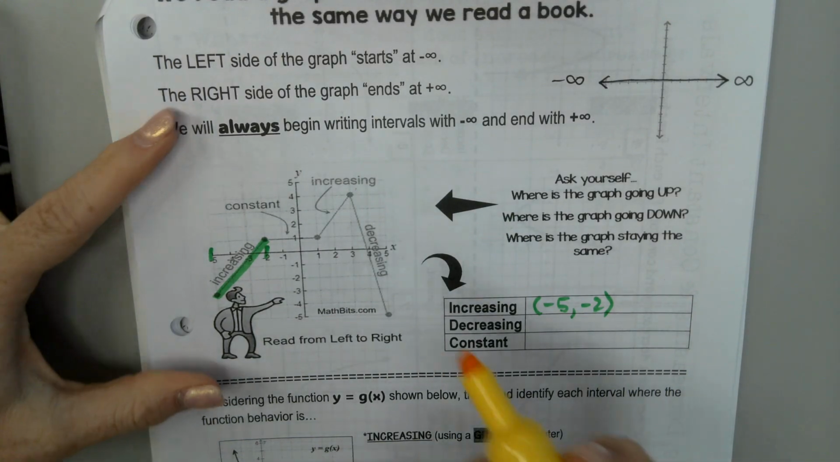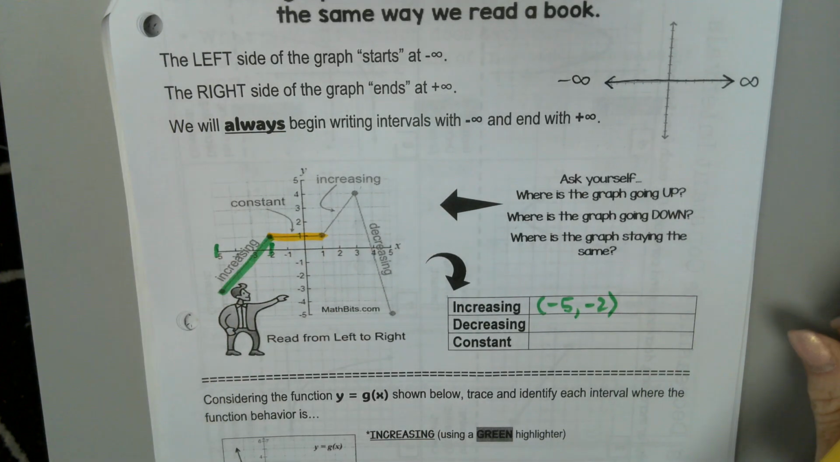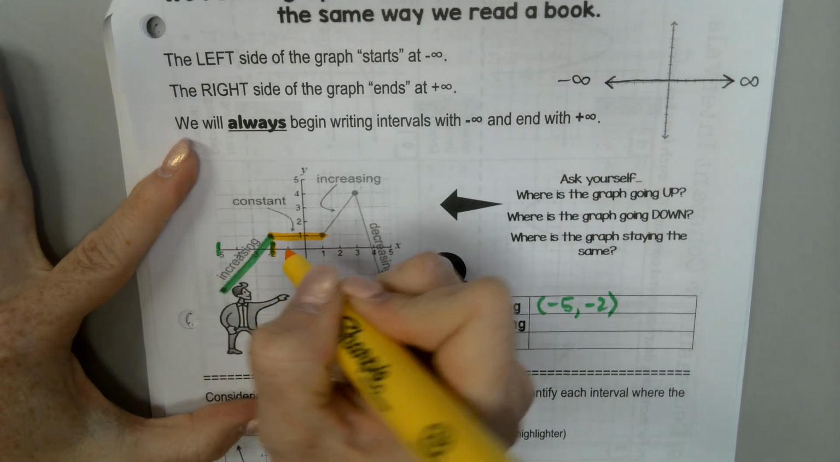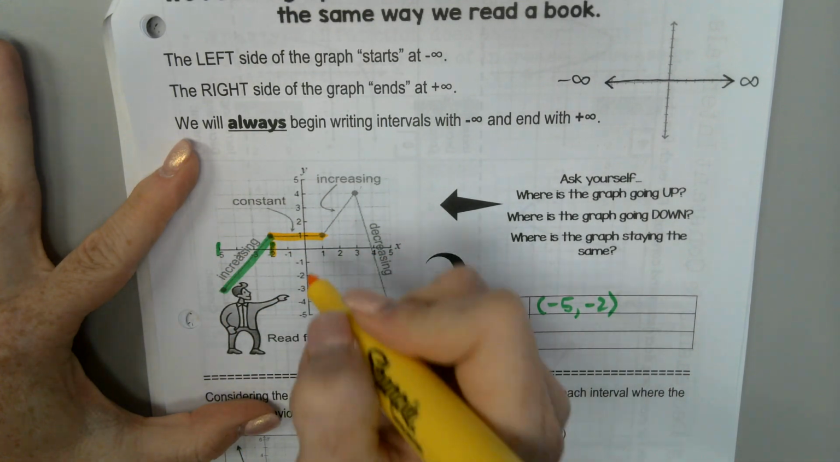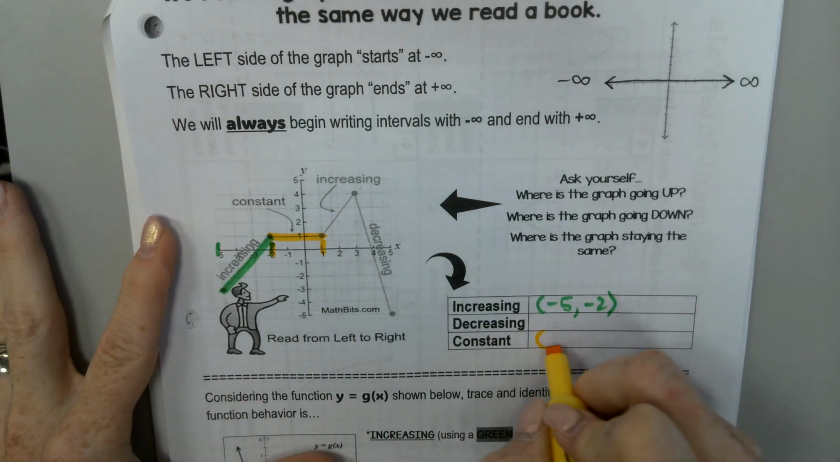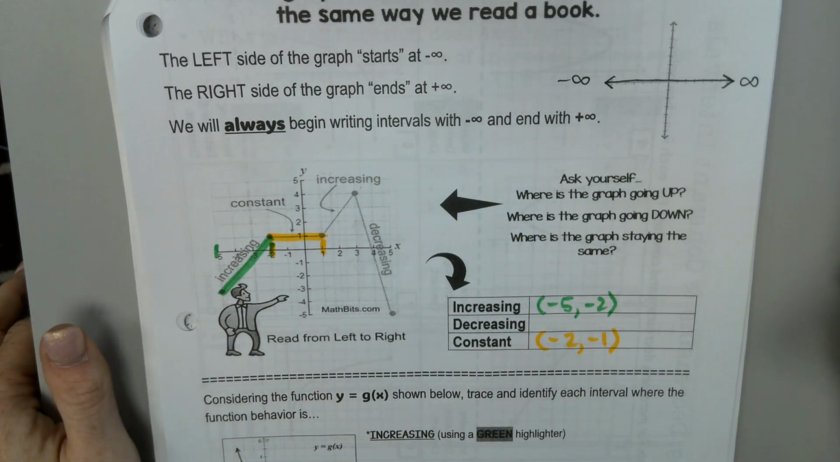Next, from left to right, this graph is constant. The next part of this graph is constant. It picks up where the other left off at -2, and it stops being constant at 1. So I'm going to say from -2 to -1, it is constant.